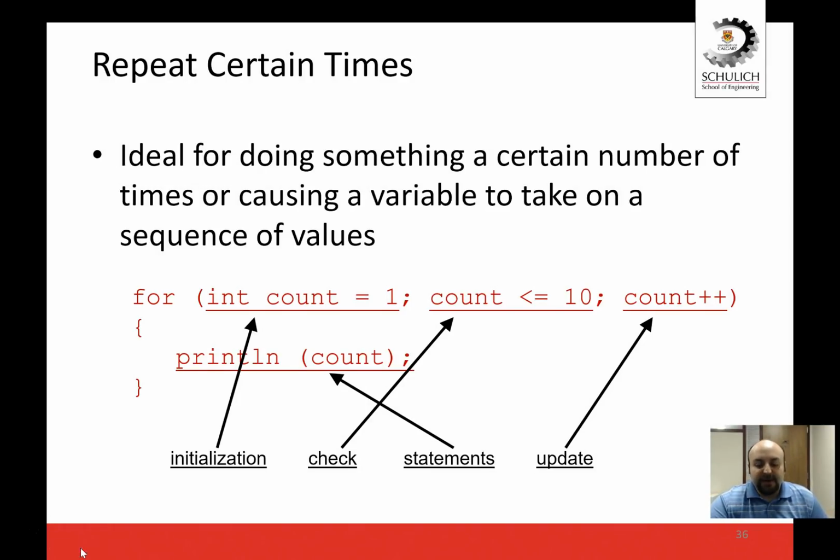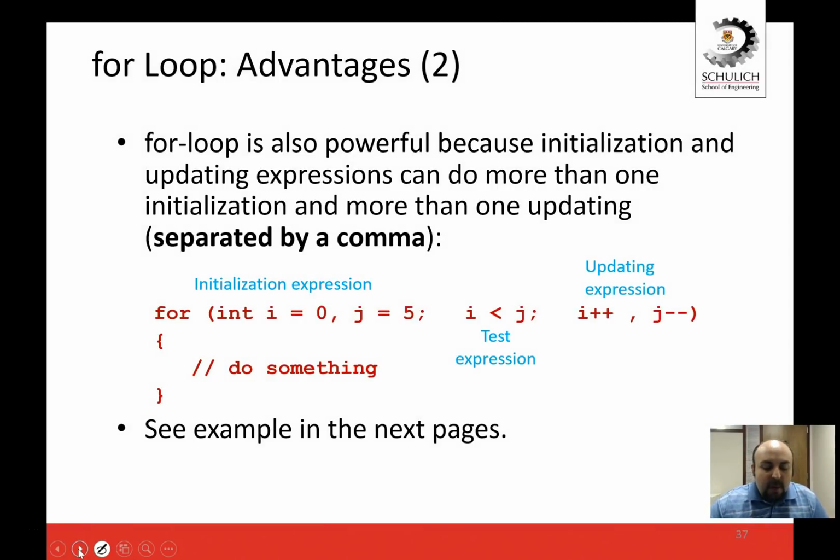So a couple cool things about the for loop. First of all, let's go through this once more. In a for loop, you have initialization, you have the check or the test, and you have the update. You have your statements inside. One thing that you could actually have is multiple variables. So you could have multiple initializations. So here I have i and j. You could have multiple tests as well. Here I have one test, as long as i is less than j. And I have two updating expressions, i plus plus and j minus minus.